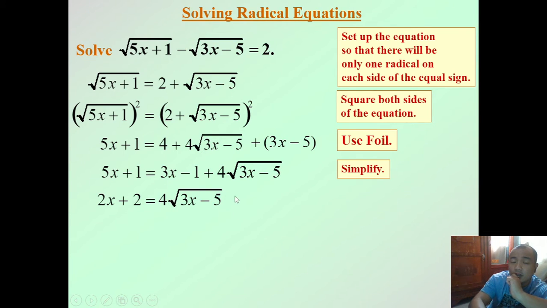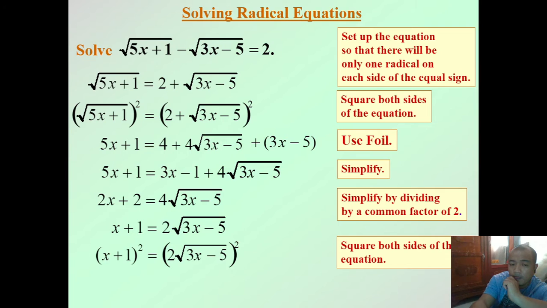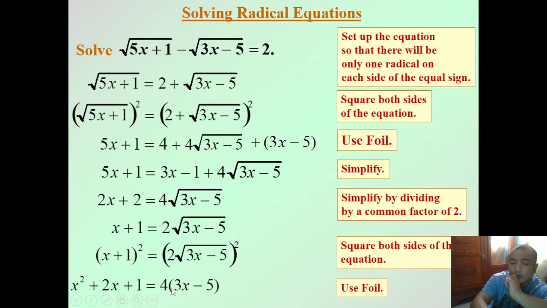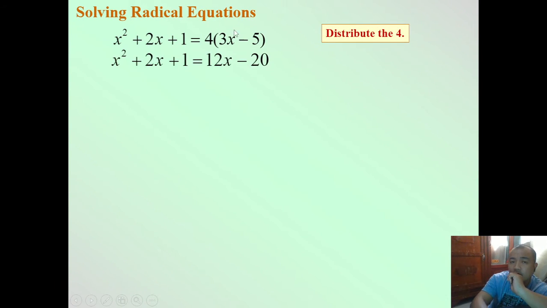So since there are still radicals in the equation, we're going to square it again. But first, there's a common factor which is 2, so we can simplify this as x plus 1 equals 2 square root of 3x minus 5. Then square both sides of the equation. Use FOIL for x plus 1. X squared plus 2x plus 1 equals 4 times quantity 3x minus 5. Yun. So from here, let us now distribute 4 to 3x minus 5. 12x minus 20. Then simplify again. X squared, 2x minus 12x, negative 10x. 1 plus 20, 21.